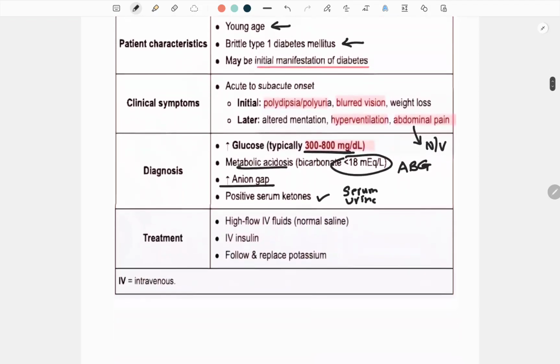Treatment for diabetic ketoacidosis, the first thing you need to give is high flow IV fluids, that is normal saline. Secondly, you will switch to IV insulin. These two usually go together, and then you follow and replace potassium as per requirement. And for the detailed treatment, we are going to talk about it now.